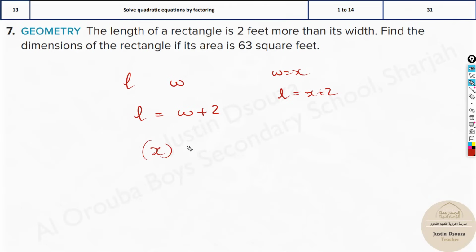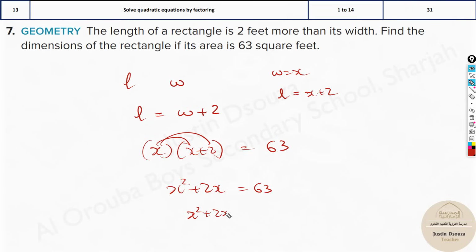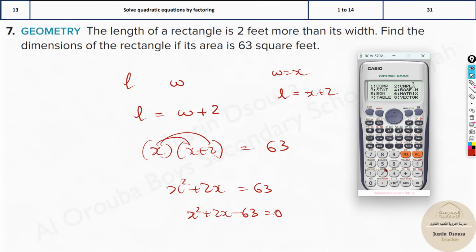Now I know if I multiply x and x plus 2, that is length and width, I must get the area of 63. So multiply this by the distributive property: x squared plus 2x equals 63. Bring this inside: x squared plus 2x minus 63 equals 0. Now you can put this in the calculator and solve it. We go to mode 5 and 3 and type the coefficients: 1, 2 and minus 63, and the answers are 7 and minus 9.